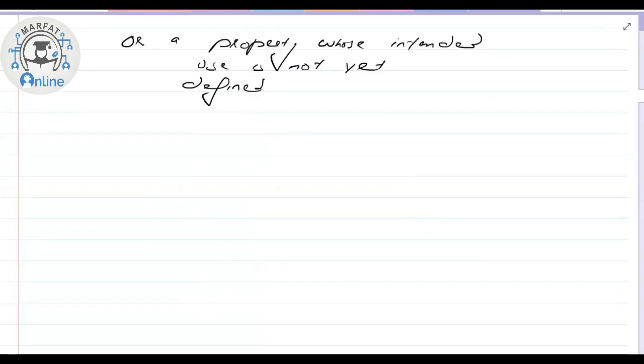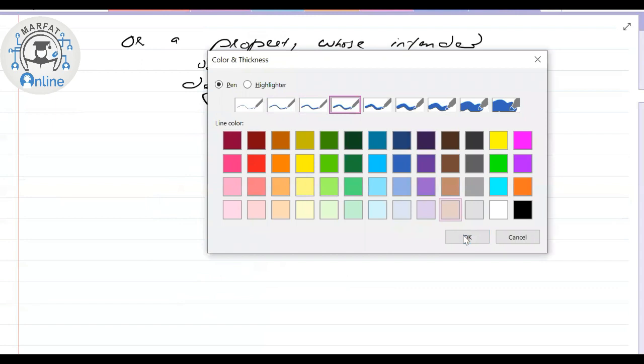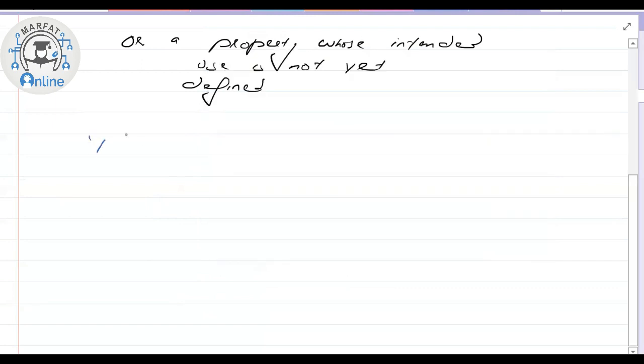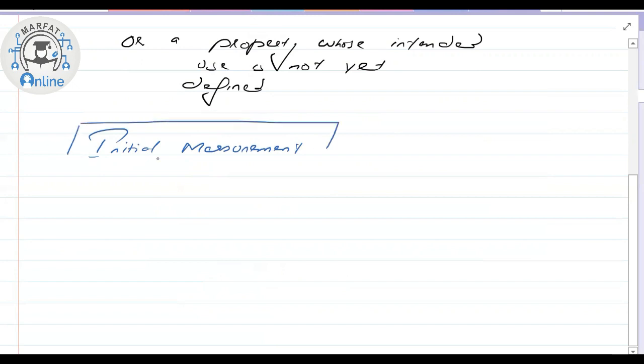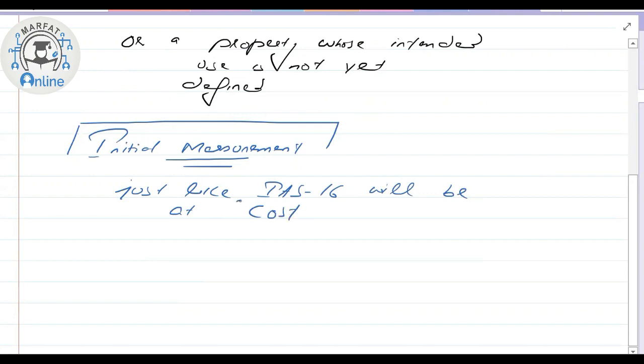Now, initial measurement. Now we came to know which properties will be classified, and after that we should know at what amount the investment property should initially be recorded. So initial measurement, just like IAS-16, will be at cost. The same thing we studied in IAS-16, initial measurement.